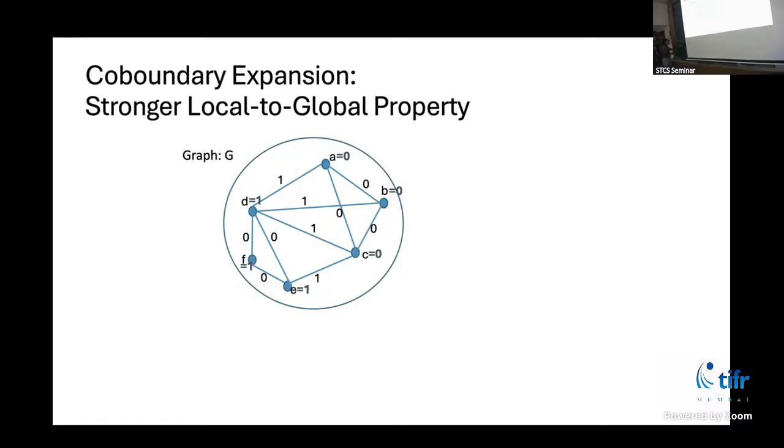That's the consequence of the fact that every vertex is being added. If you know that your instance is satisfiable, then you must have this property on the edge layer. But what co-boundary expansion says is that the converse also holds.